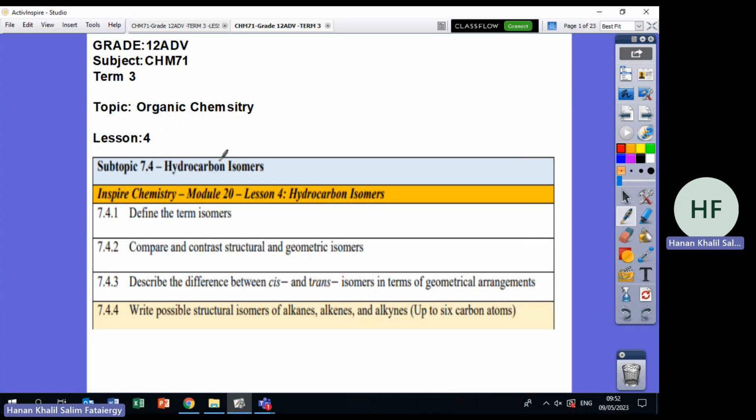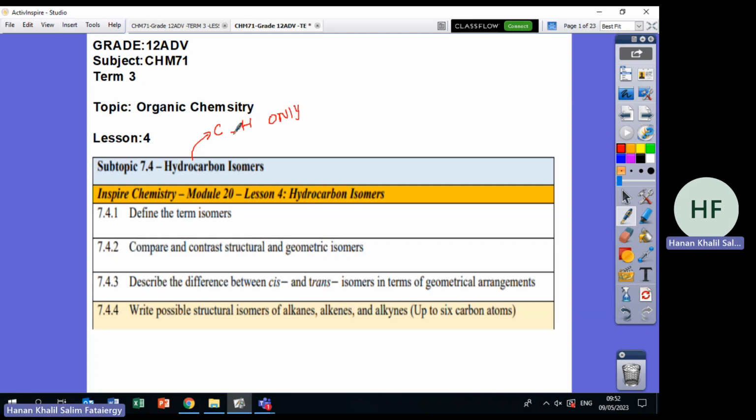Today I'm going to explain lesson 4 in term 3 material, and the title of the lesson is hydrocarbon isomers. Before we start with the word isomers, I know this is a new word for you, I would like you to remember what hydrocarbons are. Hydrocarbons are compounds that are made of carbon and hydrogen only.